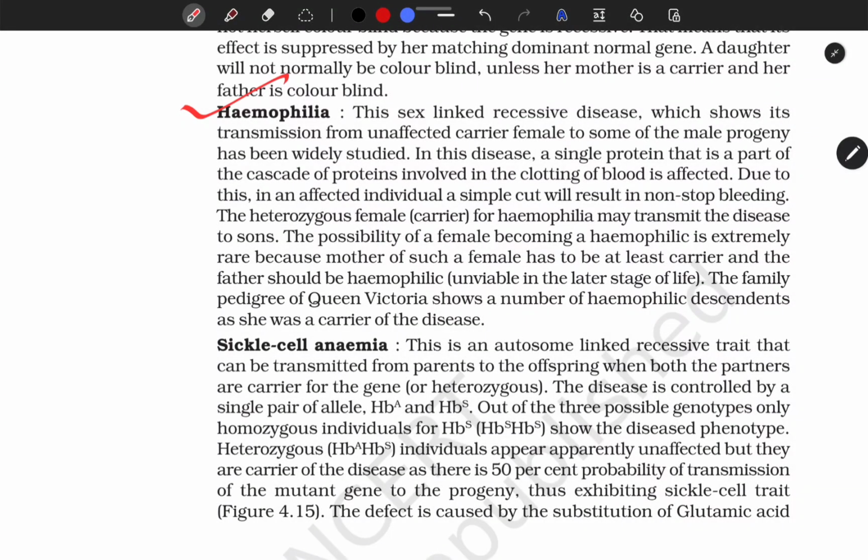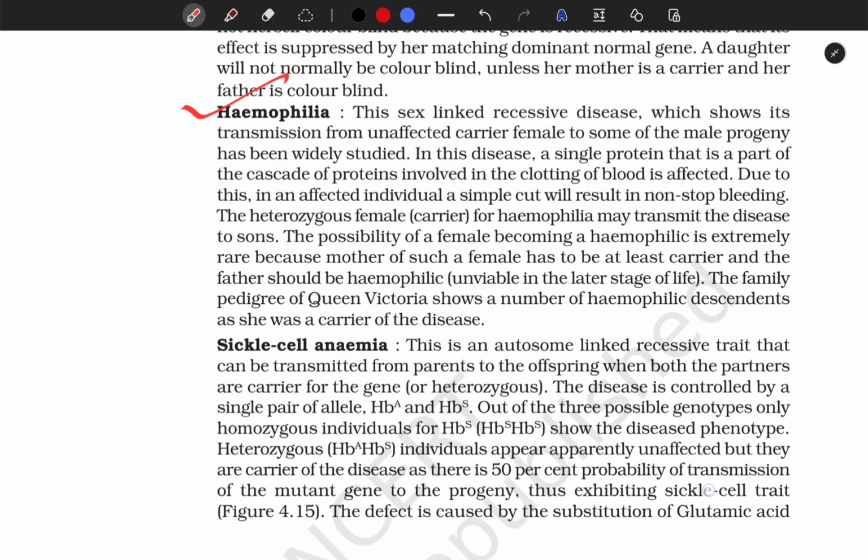Hemophilia. This sex-linked recessive disease, which shows its transmission from unaffected carrier female to some of the male progeny, has been widely studied. In this disease, a single protein that is a part of the cascade of proteins involved in the clotting of blood is affected. Due to this, in an affected individual, a simple cut will result in non-stop bleeding.